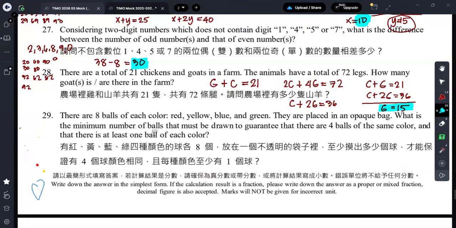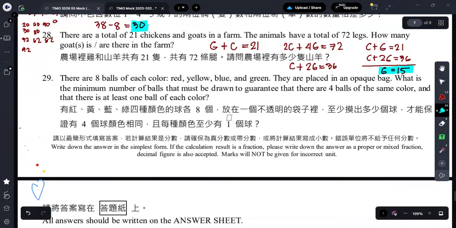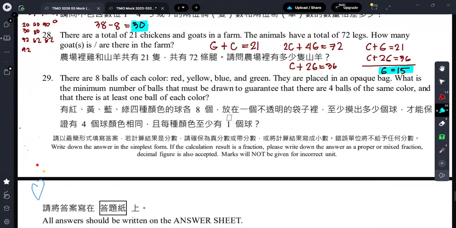So for number 29, okay, there are 8 balls of each color. So there are 8 red, 8 yellow, 8 blue, and 8 green. They are placed in an opaque bag. What is the minimum number of balls that must be drawn to guarantee that there are 4 balls of the same color and that there is at least 1 ball of each color? So how will we do this one?